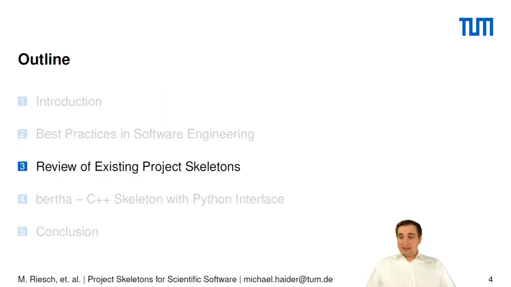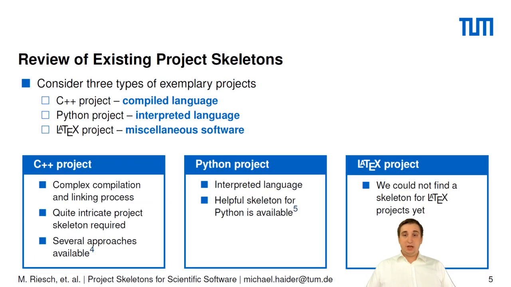So in this sense, let us now review some of the existing project skeletons for scientific software. For this, we consider three different types of exemplary projects. First of all, a C++ project, which serves as an example for a compiled programming language. Then we consider a Python project, which is an interpreted language. And as a third project, we consider a LaTeX project, which represents miscellaneous software.